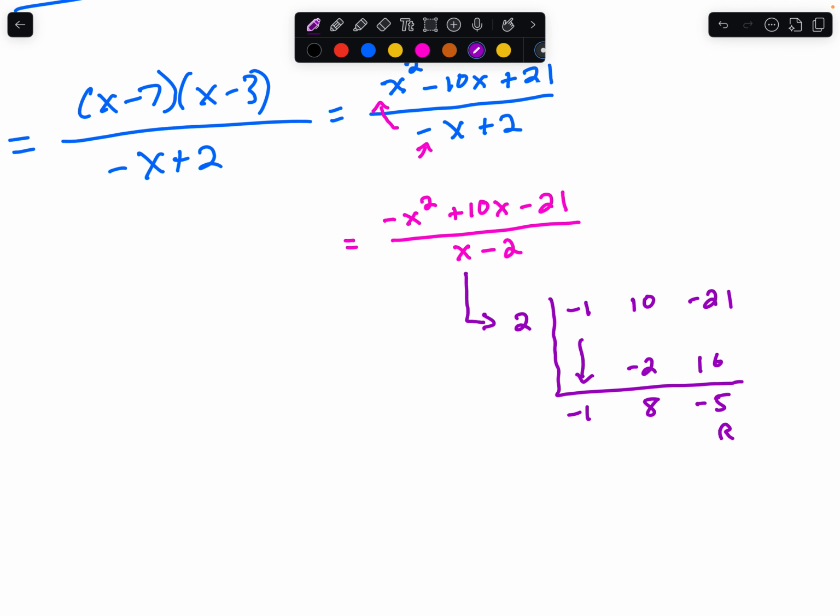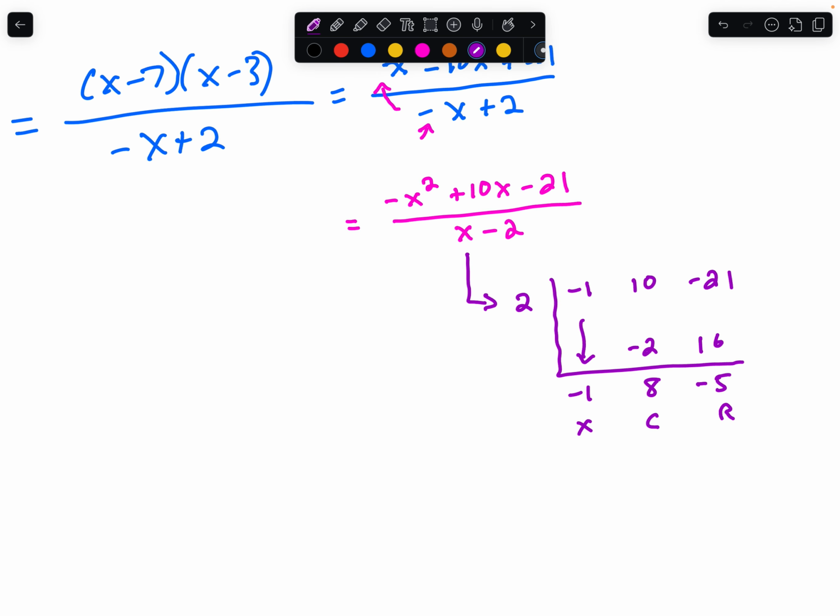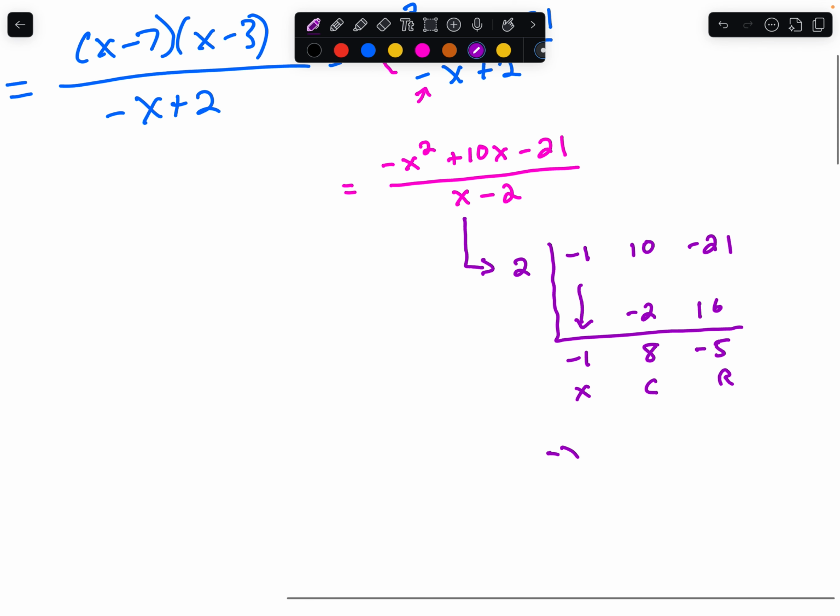Now that's the remainder, that's the constant, and that is x. So what we're left with here is negative x plus 8, and we have a remainder now. So it's negative 5 divided by the original factor, which is x minus 2.